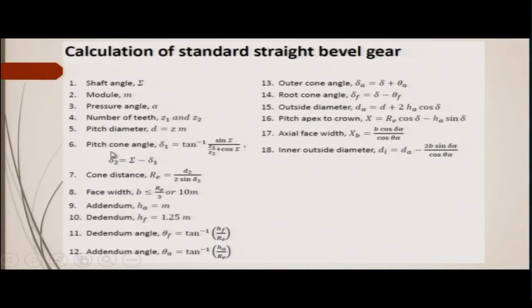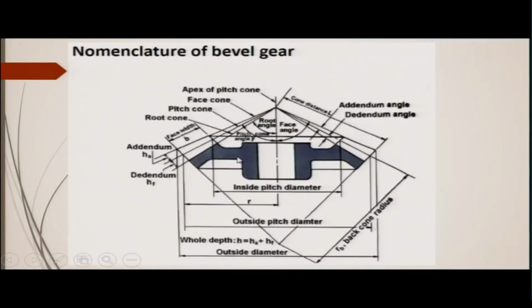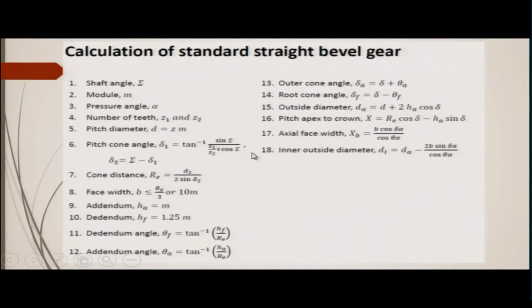Now, the pitch cone angle is given by tan inverse of sine of the shaft angle divided by the ratio of the number of teeth of the input and the output shaft plus the cos of the shaft angle. This formula can be derived from the geometry of the bevel gear. I am not going to derive it right now. It is given in any handbook, and this is how you can find the pitch cone angle.